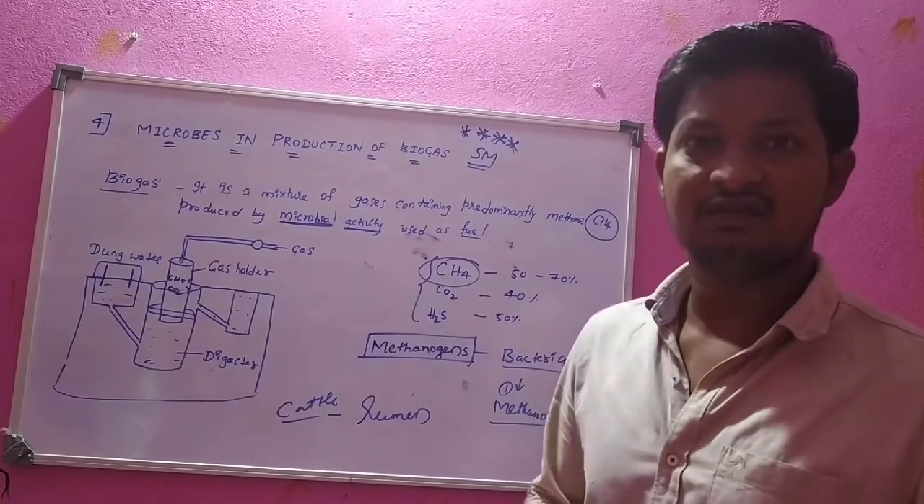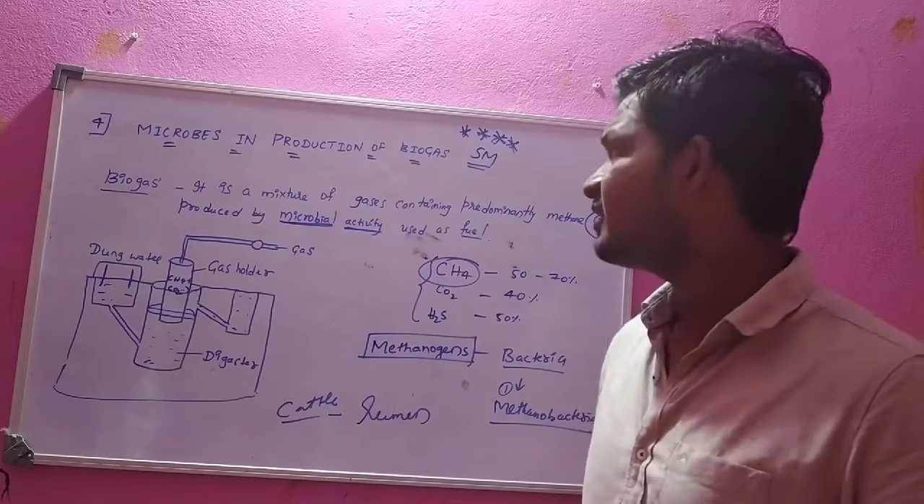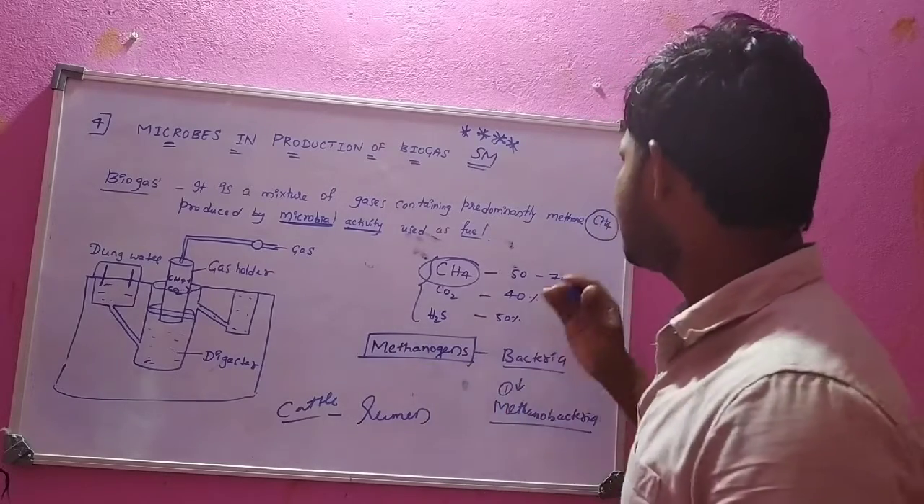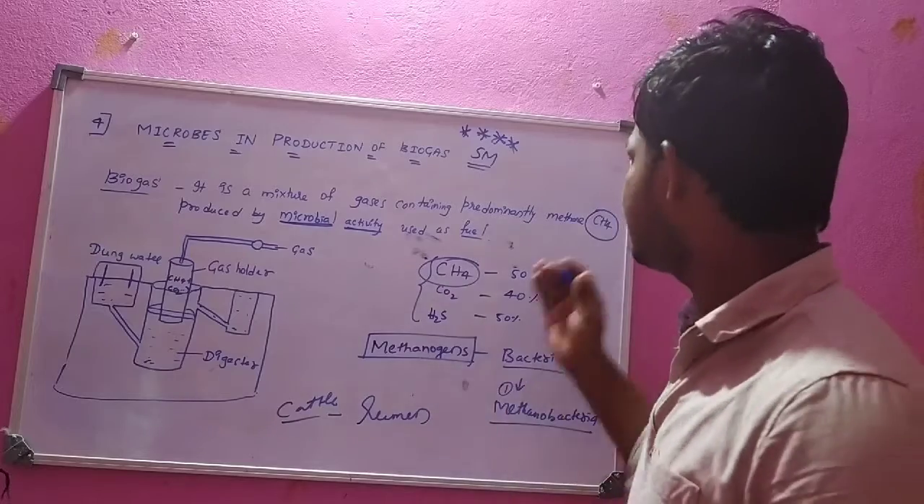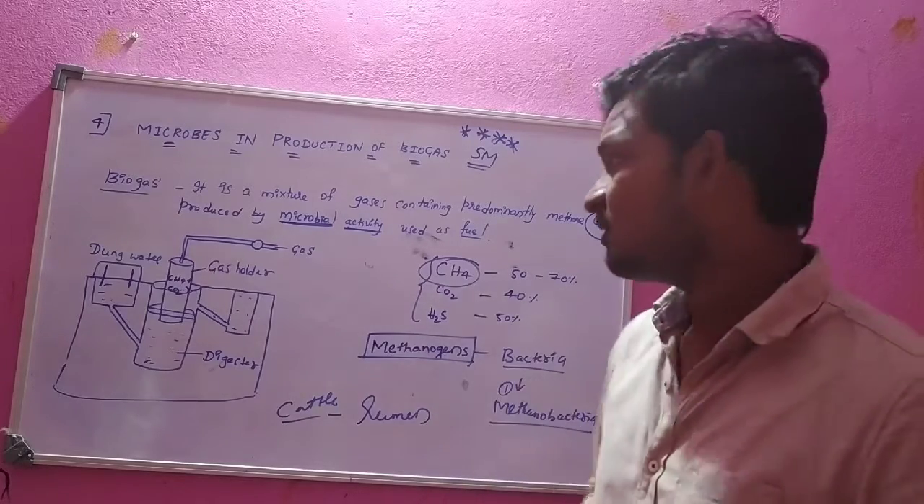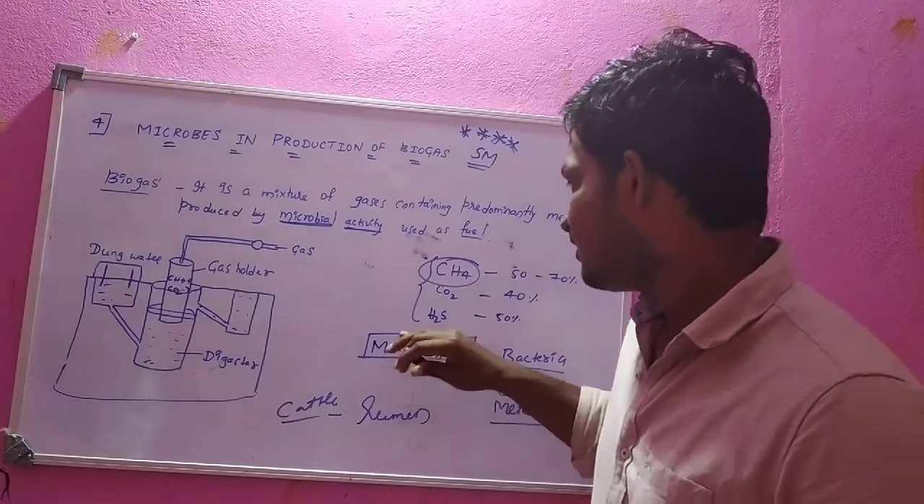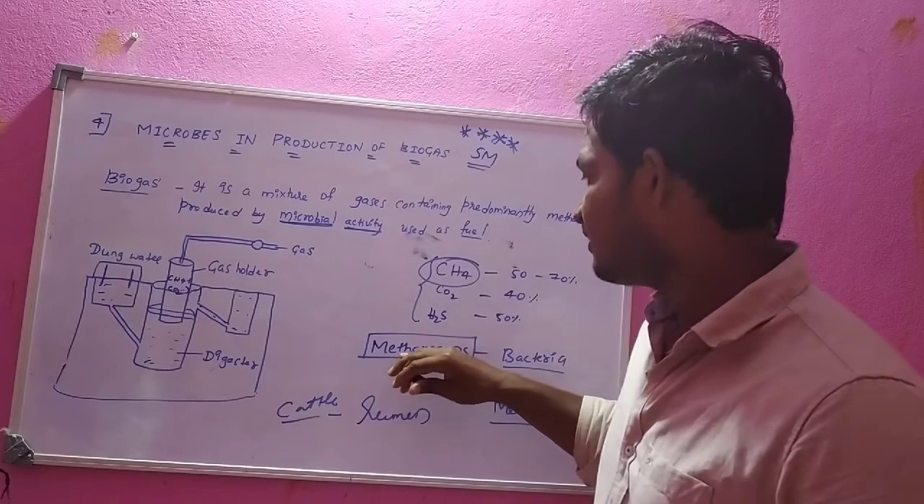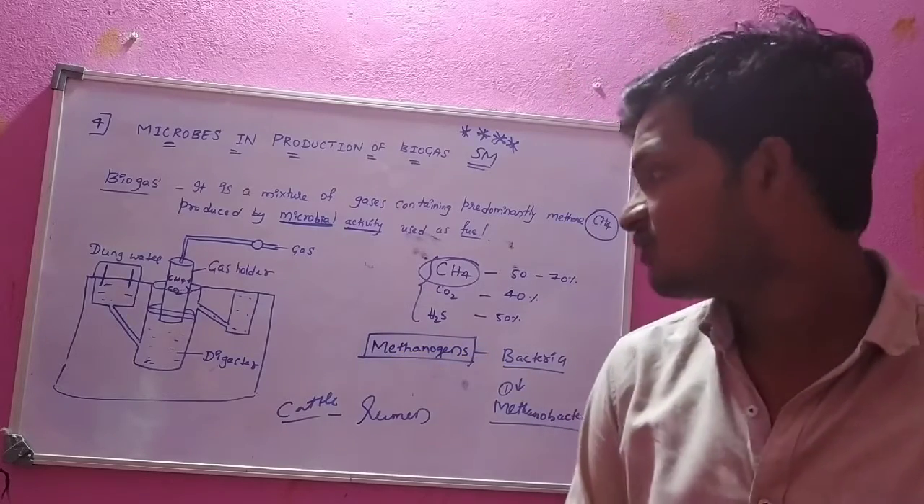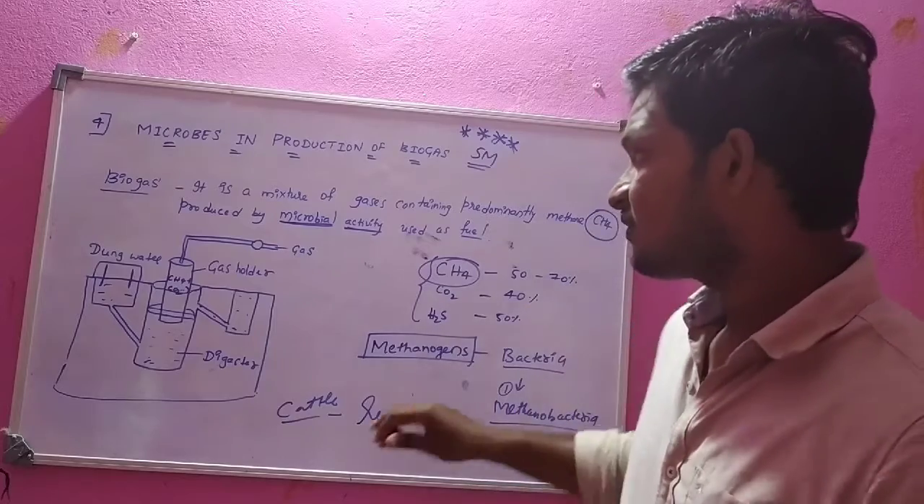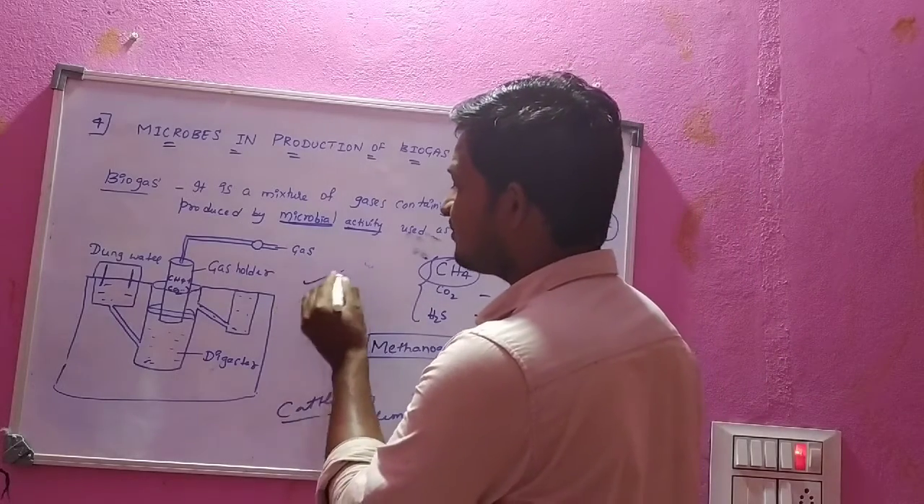Next will be the excreta. The cow dung will be produced. That dung contains the gas methane, produced under the action of microbial activity by methanogens. Okay, this is the very important diagram.